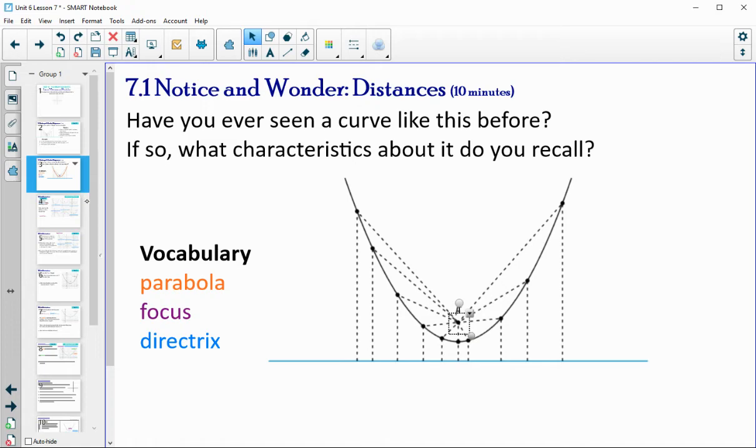So let's take a look here at some vocabulary. Have we seen a curve like this before, where you connect these points? That curve is called a parabola. And then we have what's called, probably new language to you, a focus, which is that F point, and we have a directrix line. Okay, so a focus and a directrix. The focus is kind of on the inside of that curve, and then the directrix is a line outside of that curve. So the parabola is going between those.